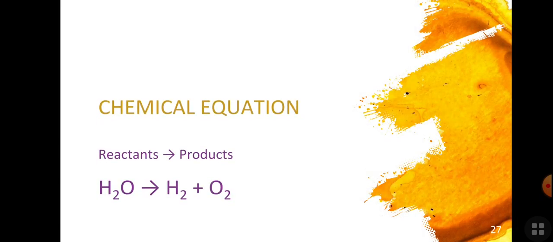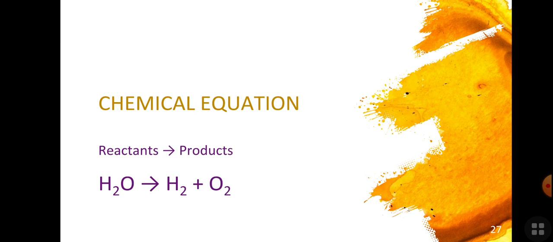So this is our chemical equation. Again, our chemical equation is composed of two sides. The first part, on the left side, is called the reactant side. These are the compounds or elements involved in the chemical reaction. Then after the chemical reaction, on the right side, we have the product side, which are the substances formed after the chemical reaction. An example here is the hydrolysis of water to form hydrogen gas and oxygen gas. So H2O produces H2 and O2.